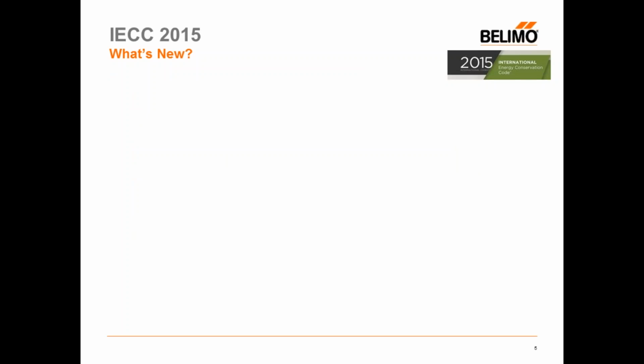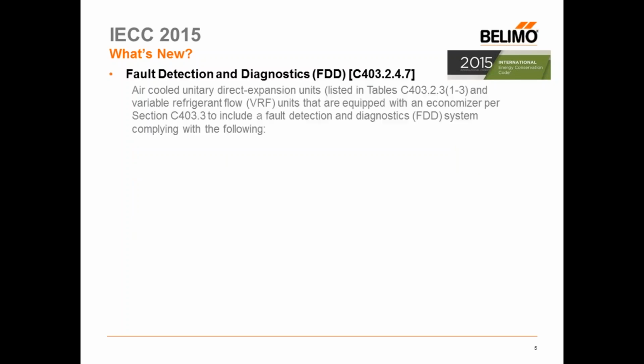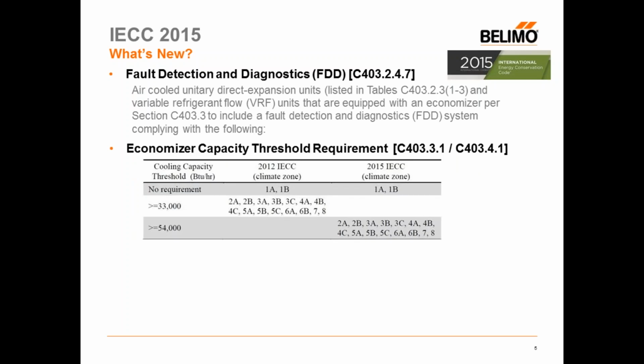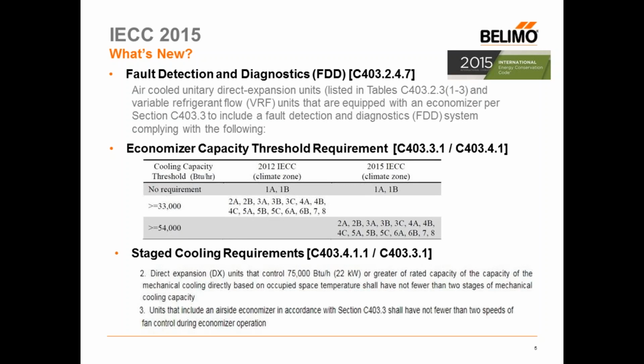What's new in IECC 2015? Here we go. Fault detection and diagnostics. Units with cooling capacity greater than or equal to 75,000 BTU shall have no fewer than 2 stages of mechanical cooling. Stage cooling requirements: units with airside economizers have no fewer than 2 speeds of fan control while economizing.